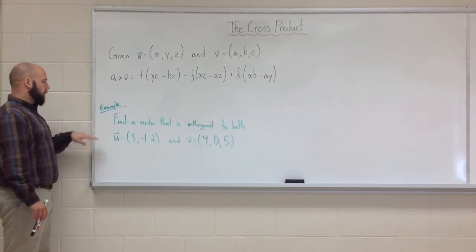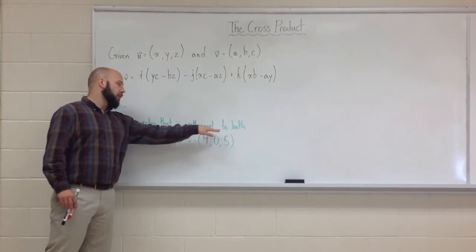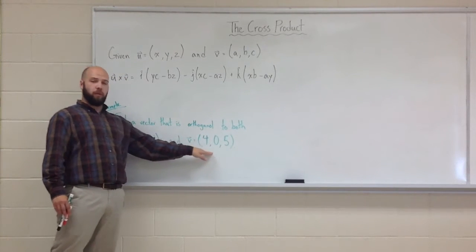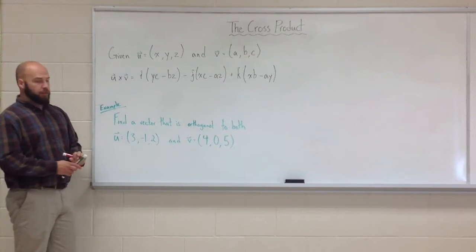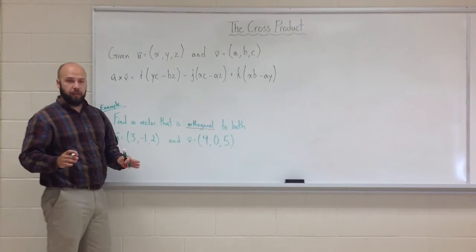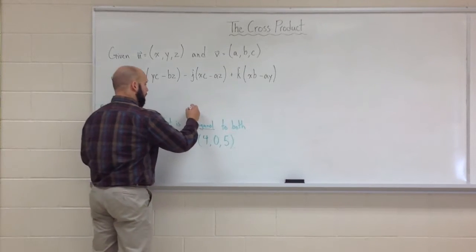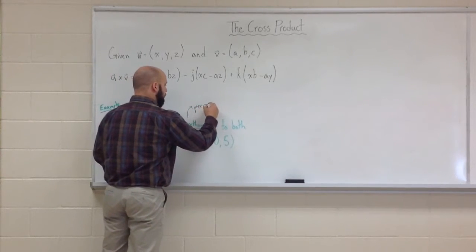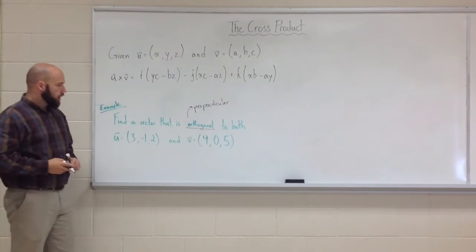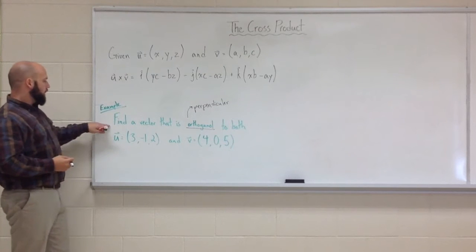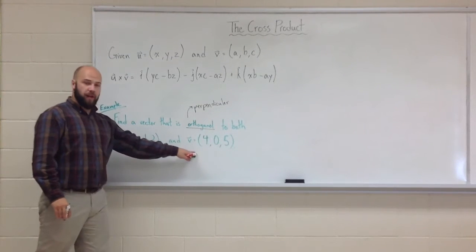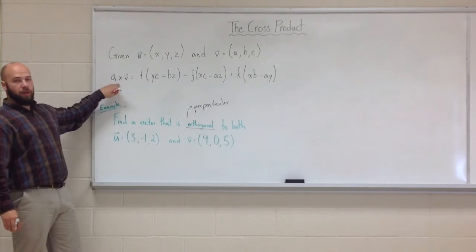Let's look at the example. Find a vector that is orthogonal to both u 3, negative 1, 2 and v 4, 0, 5. First off, we have to note that orthogonal means perpendicular. Orthogonal and perpendicular are the same thing. So what this is asking is to find a vector that is perpendicular to both of these vectors. That's what the cross product yields.